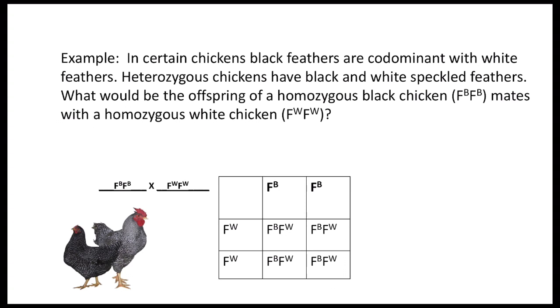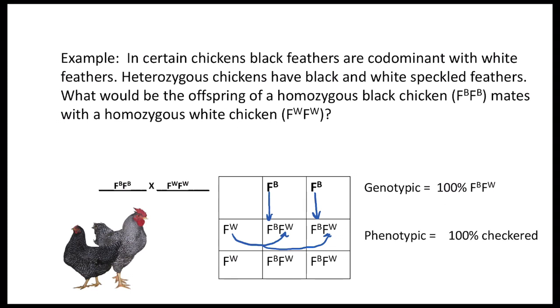We draw our Punnett square. This parent donates the F^B. This parent donates the F^W. F^B from here, F^W from this parent, and so on. So we end up with 100% F^B F^W, meaning the checkered phenotype would be 100% of the chicken offspring. So all of them are showing the F^B F^W phenotype, meaning that they are all visually checkered, or whatever you want to call that checkered pattern. So both feather colors are seen.